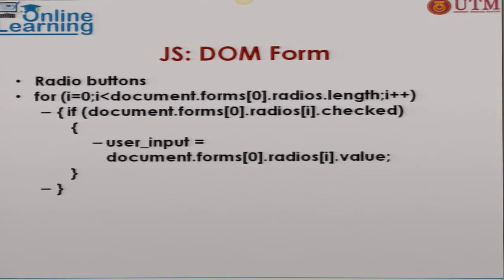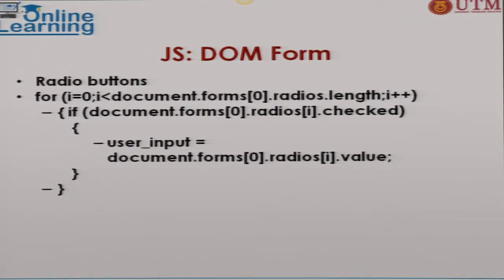And the way you can apply the RadioButton is as shown in the slide. You start with for i equal to 0, and then you check i is less than document.form.radio.length. Then you check one by one, right? Then according to user input, document.form.radios and .value. So this is the way you can apply RadioButton to your form.